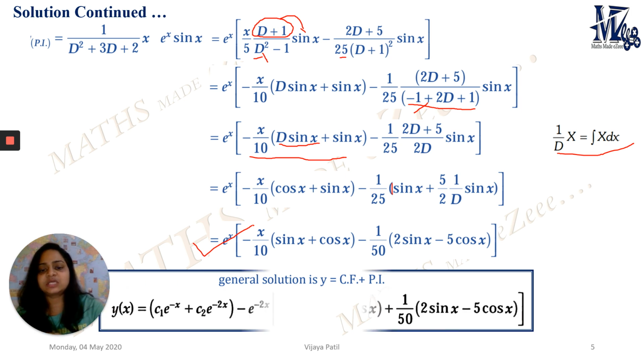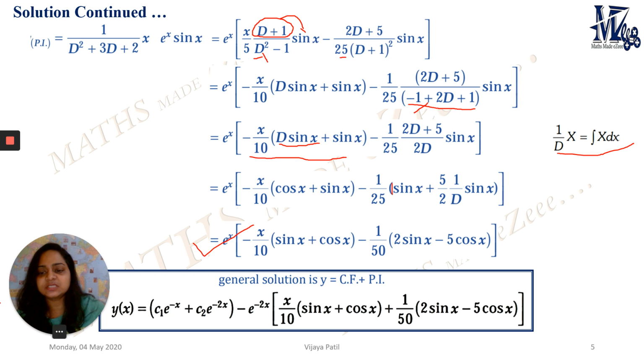And therefore, y is nothing but CF plus PI. What we have written here is this is nothing but a CF part, and this is CF, and this is e to the power minus 2x, and x by 10 sine of x, cos of x, and so on. So we have just written here CF plus PI. That's all. Nothing else we have done here.